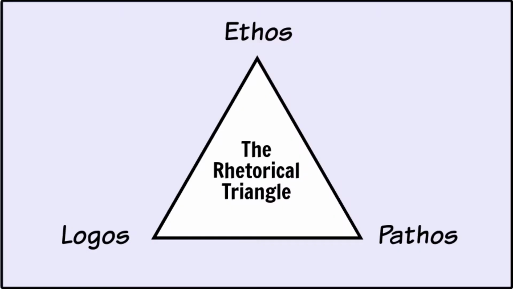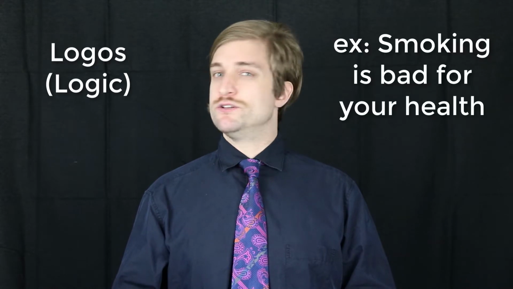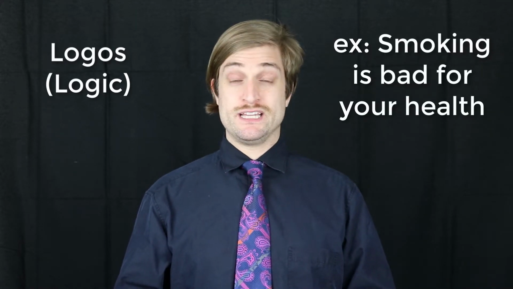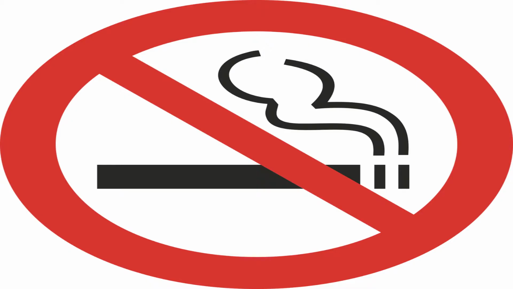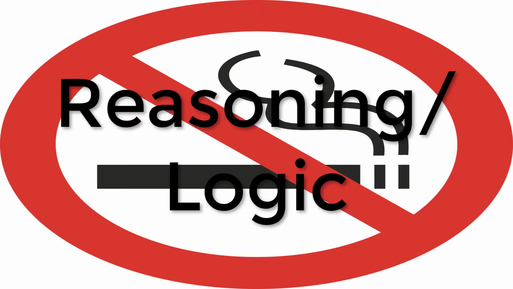The most common rhetorical appeals are ethos, pathos, and logos. Each of these appeals assesses how a writer appeals to the reader's ethics, emotion, or logic, respectively. Let's start with logos. Someone making an argument against smoking using logos would say, "You should not smoke because smoking is bad for your health." This appeals to the audience's reasoning.